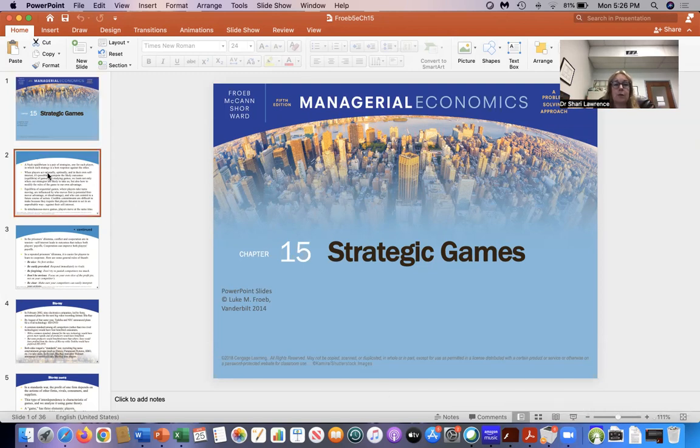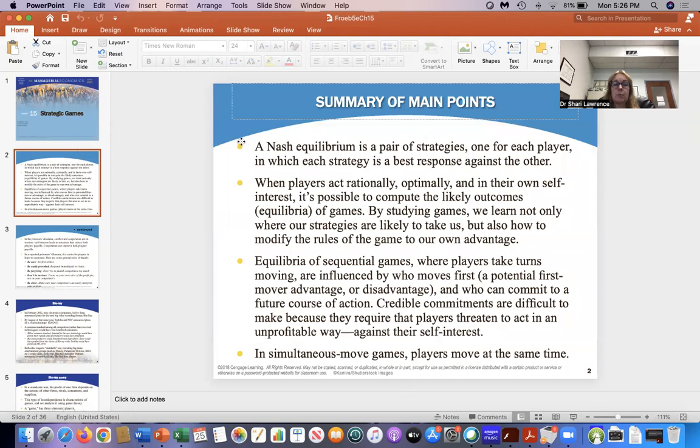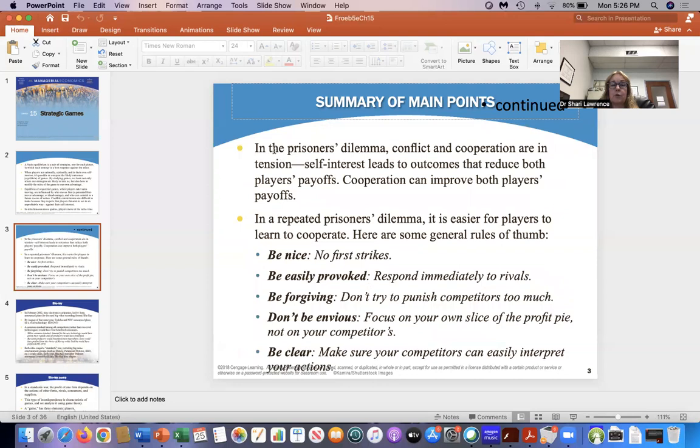All right, so let's take a look at the Nash equilibrium. The Nash equilibrium is just a pair of strategies, one for each player, in which each strategy is the best response against the other, or your best response, not knowing what the other person is going to do. Now there can be sequential games, but let's talk about this one first. The basic Nash equilibrium, which is a prisoner's dilemma, leads to outcomes that reduce both players' payoffs. If they could cooperate, it would improve both players' payoffs. But it's just a one-time game.